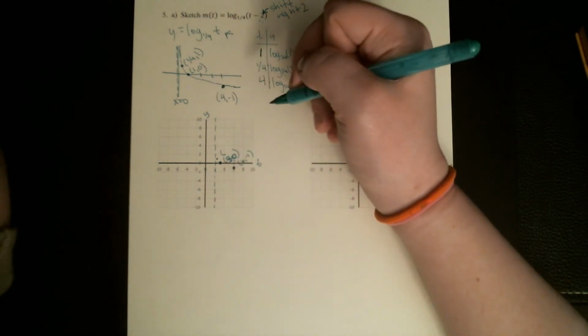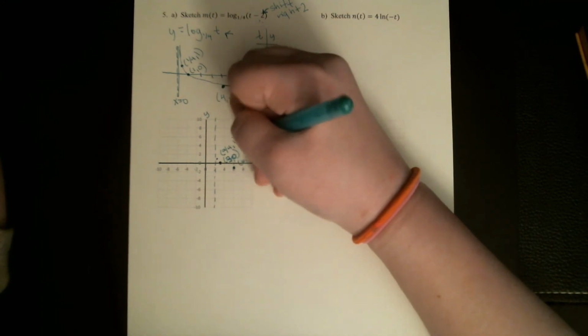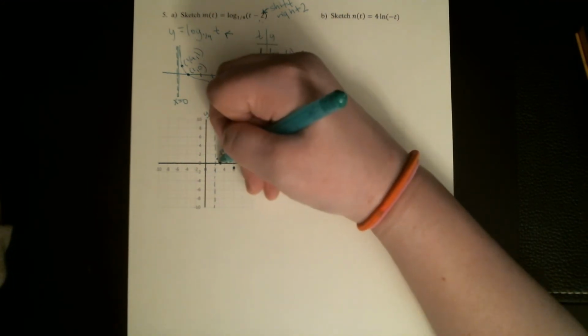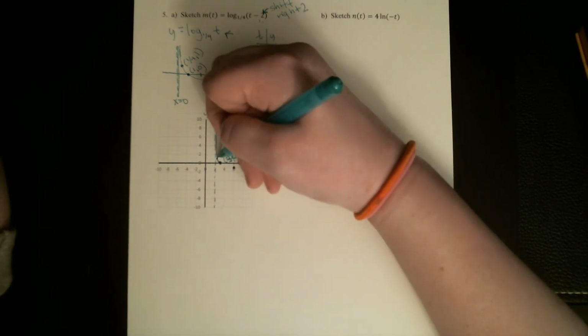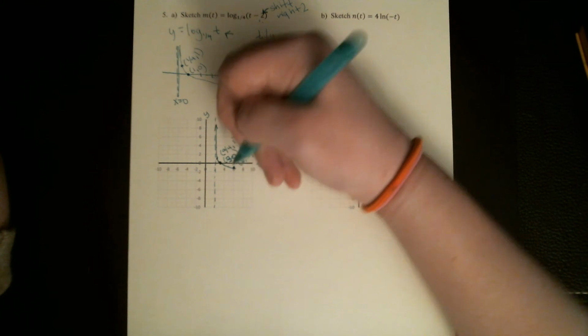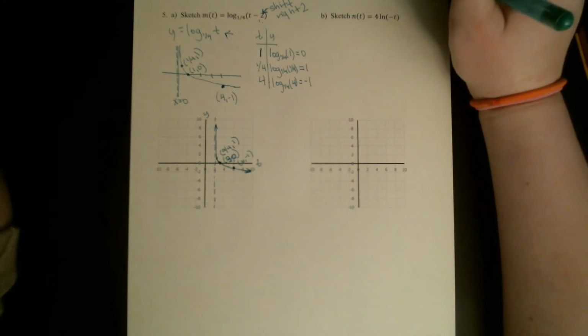2 1/4 is 9/4. You can write 2 1/4, but I don't tend to love mixed numbers for stuff like this. Otherwise, it's this same shape. It has a vertical asymptote, so it heads up to positive infinity, and then it's going to slowly decrease as we head to the right.